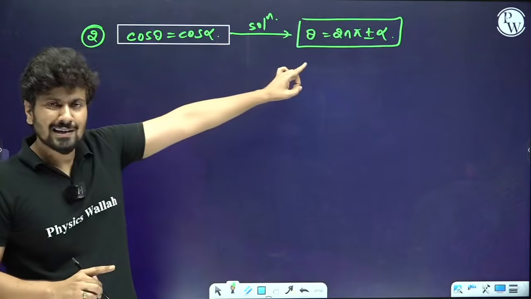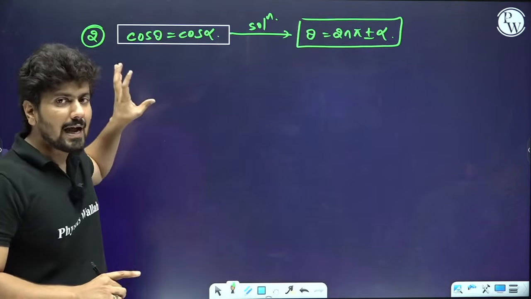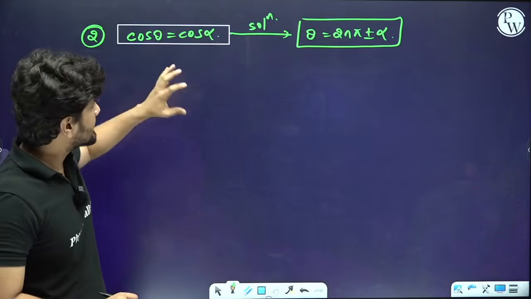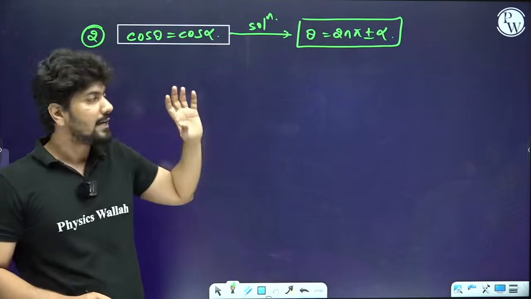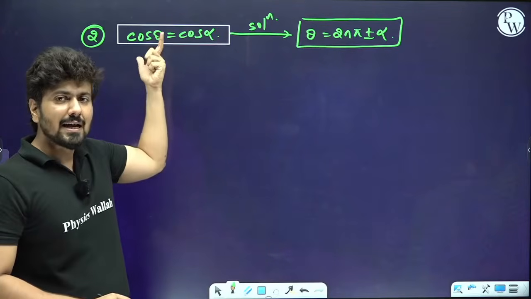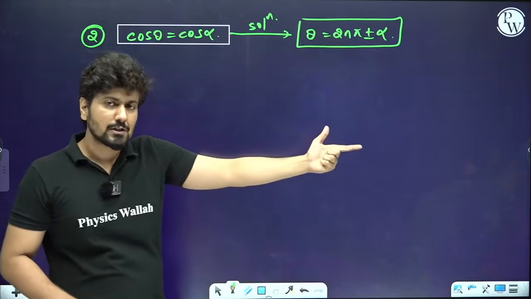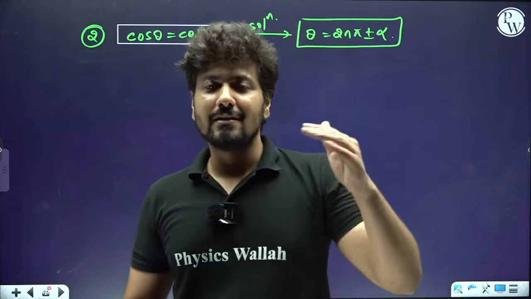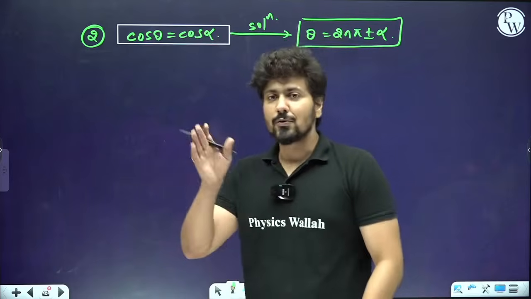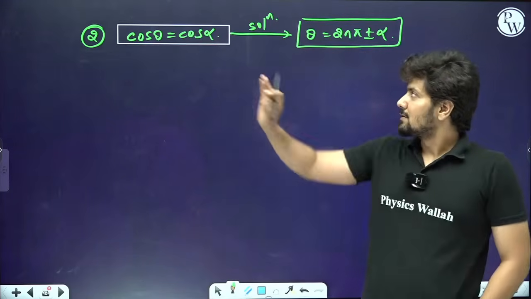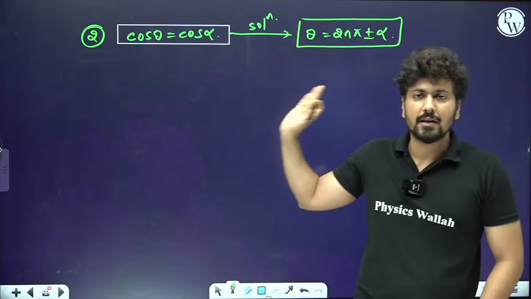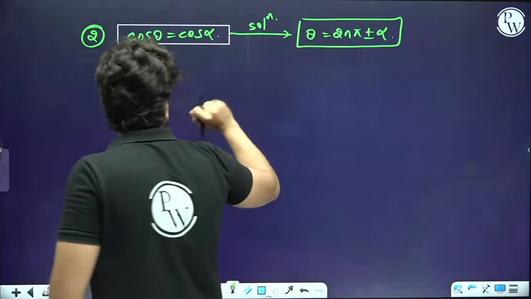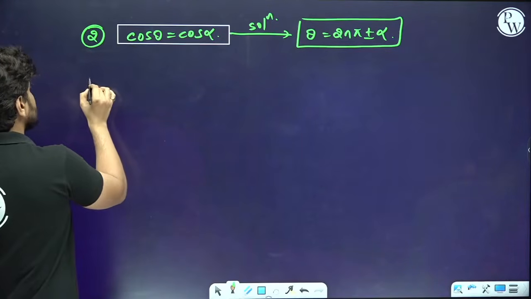Again, you have to directly remember this. I hope you understand the idea behind this proof as well. This has been proved in a similar way. You bring cos alpha to the left hand side, then cos theta minus cos alpha is equal to 0. There you apply the formula for cos C minus cos D, and from there you can prove it. So, simply just remember the final formula, that theta is equal to 2n pi plus minus alpha.